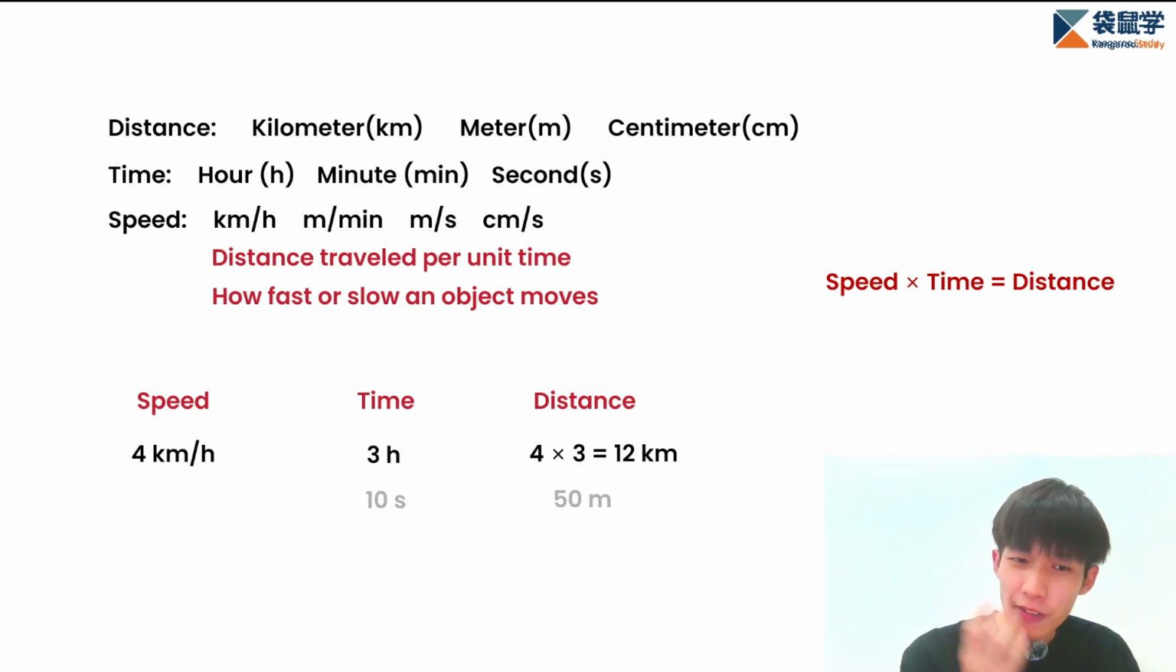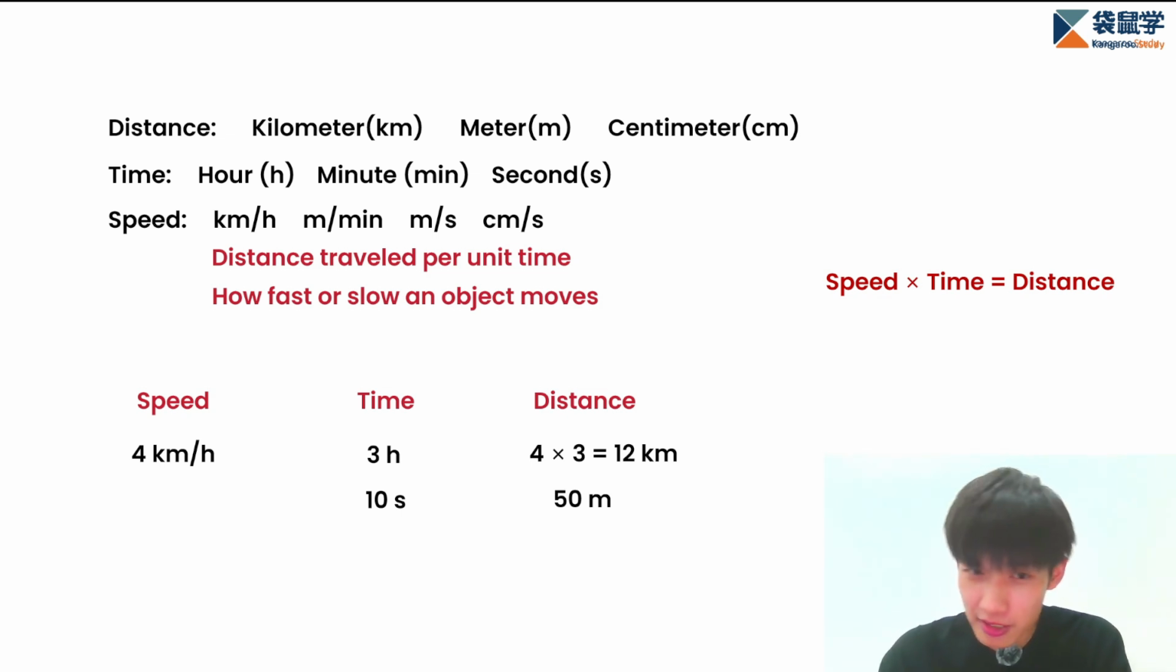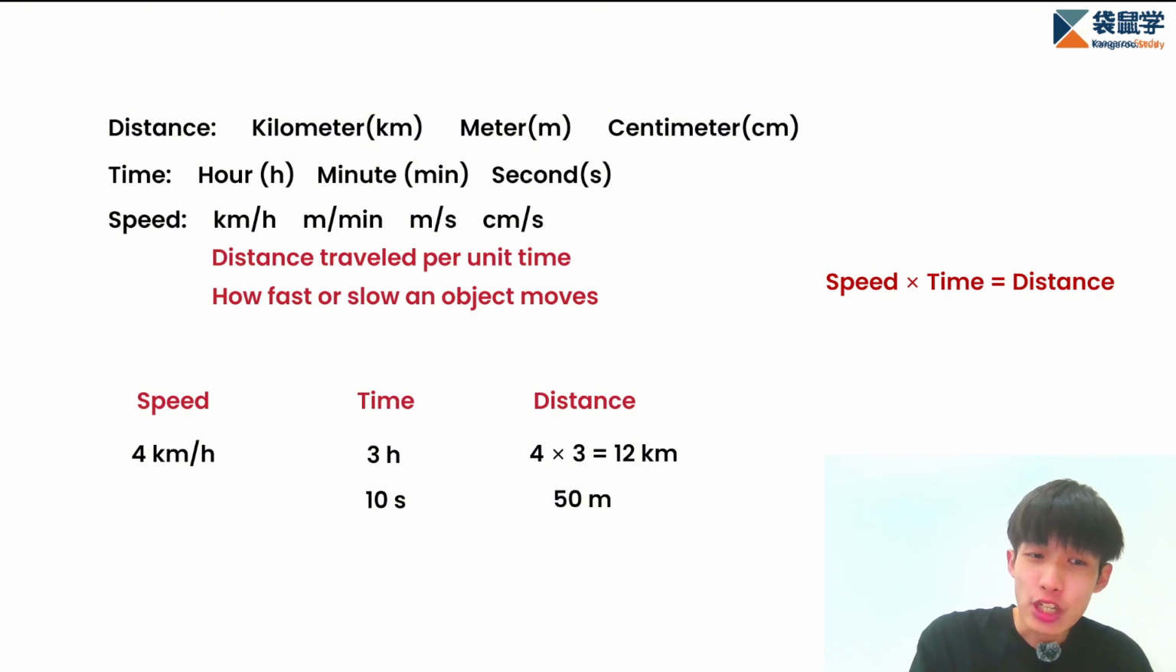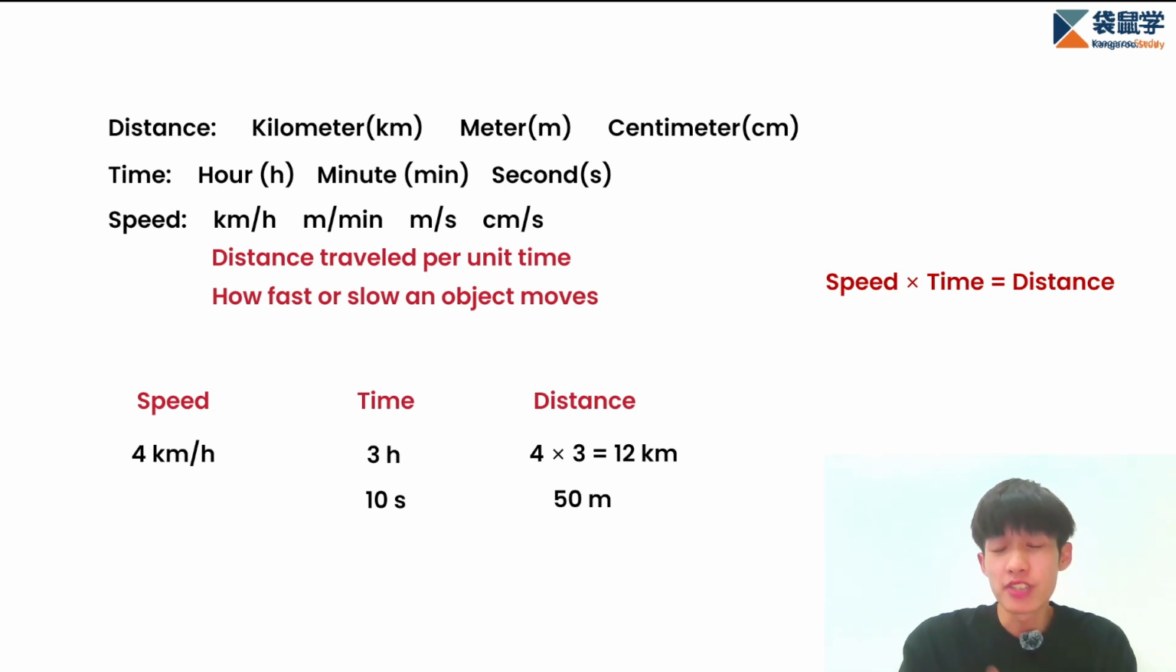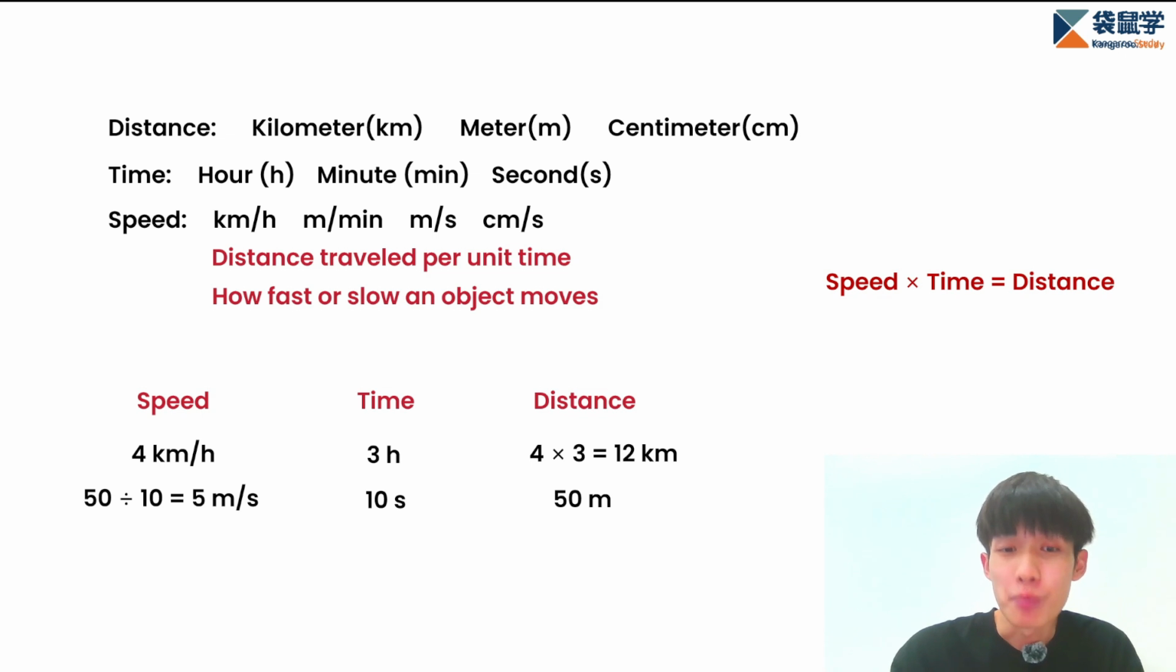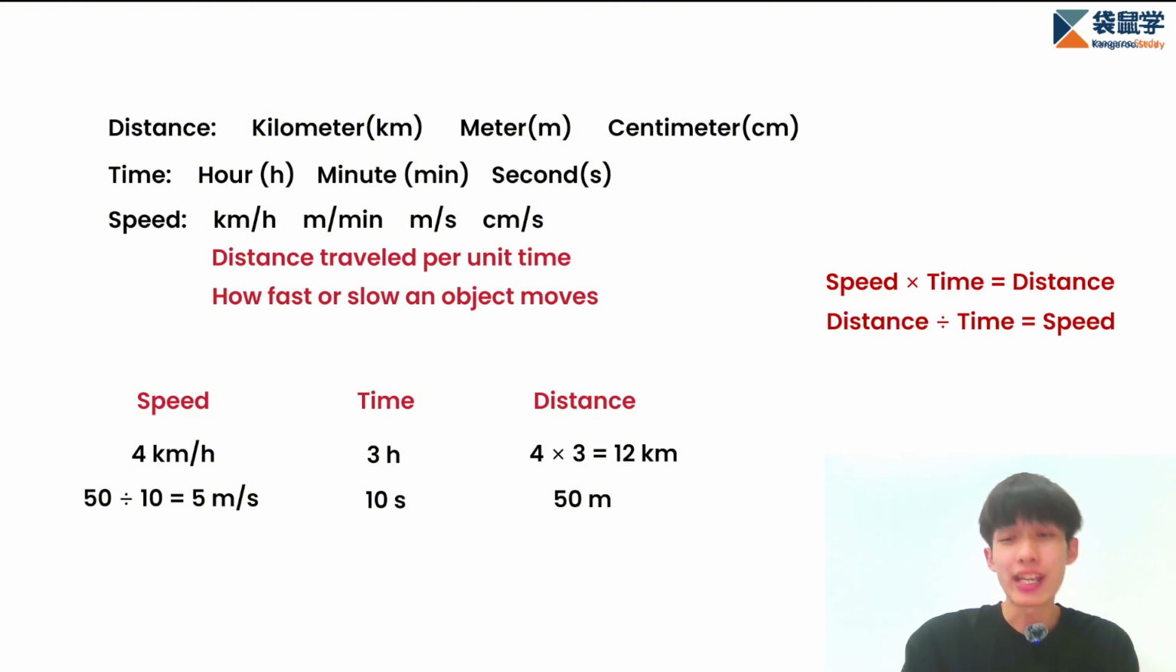Next, what happens if we have these two values? For the time duration, we need to spend 10 seconds to travel a total of 15 meters. How can we get the speed he traveled in 1 second? We are finding for 1 second, so we do what to the 15 and the 10? Yes, divide. 15 divided by 10, we get 5 meters per second, and the unit is meters per second. So we can use distance divided by time to give us speed. That's the second equation.